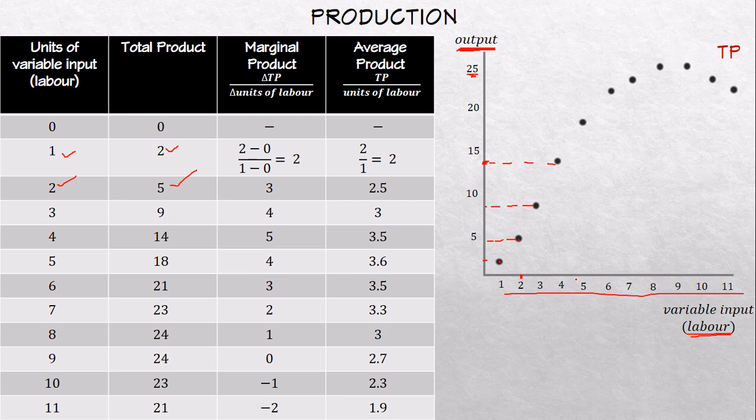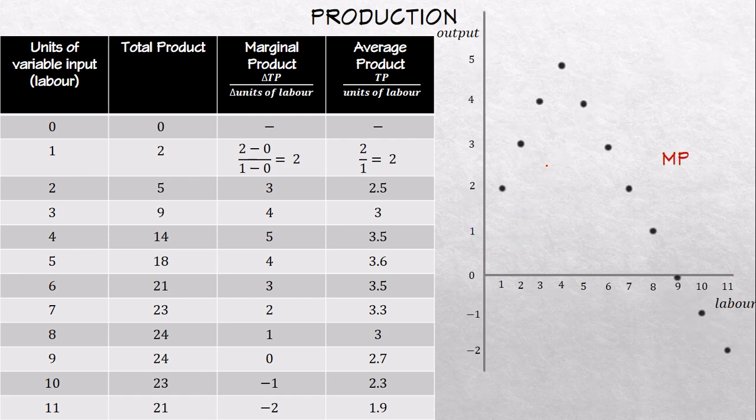When the labor is 5, I have output of 18. So you can do this with your graph, which has lines to guide you. When you're done with all these, you just draw a curve to pass through these points, and then you have your curve for the total product. And you can do the same thing for the marginal product as well.